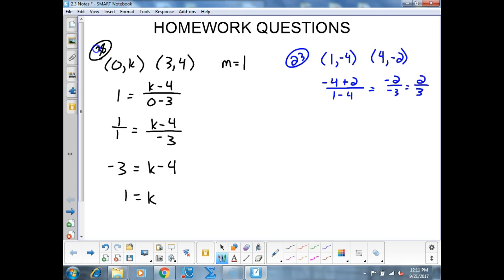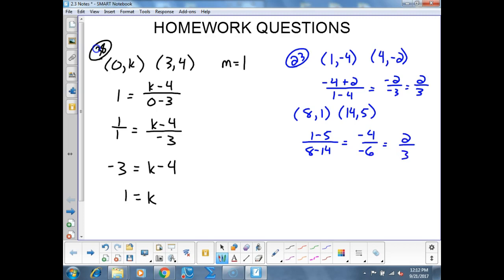Agree? Okay. Then line number 2 goes through 8, comma 1 and 14, comma 5. So that's going to be 1 minus 5 over 8 minus 14. That's going to be negative 4 over negative 6, which also is 2/3. Right? So those are the same. So parallel.